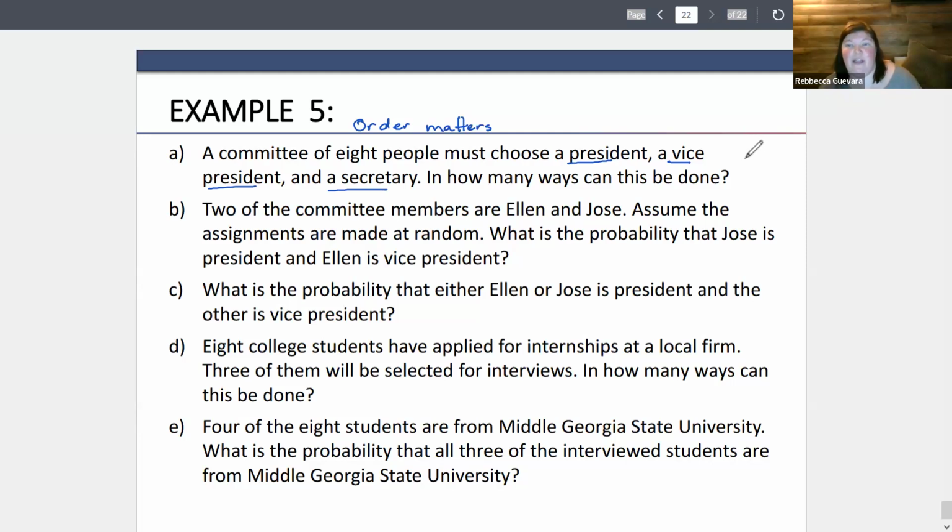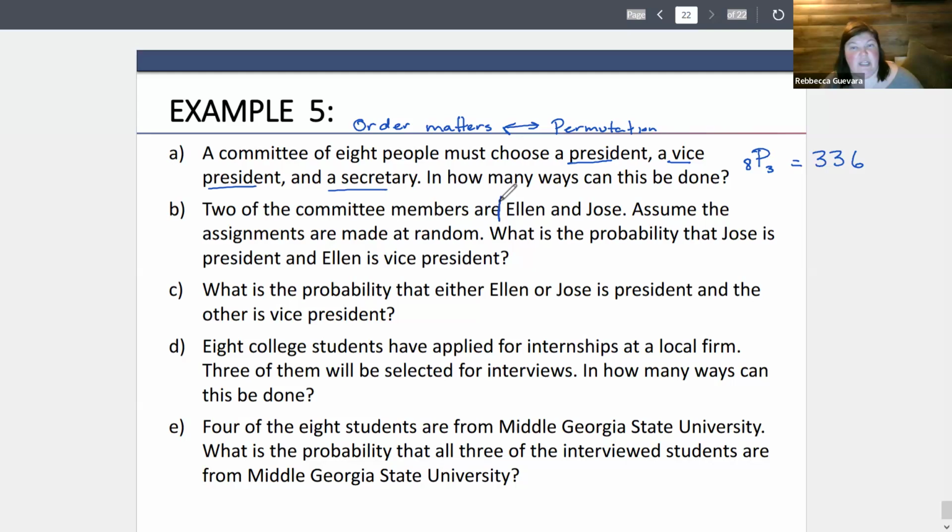So if order matters here, that means that I'm looking at 8 possible people to commit to on the committee, and I'm choosing 3 of them. We're doing a permutation because order matters. So I need every way that I can put these people together in every kind of order. So we're going to get 336 different ways that this can be done.